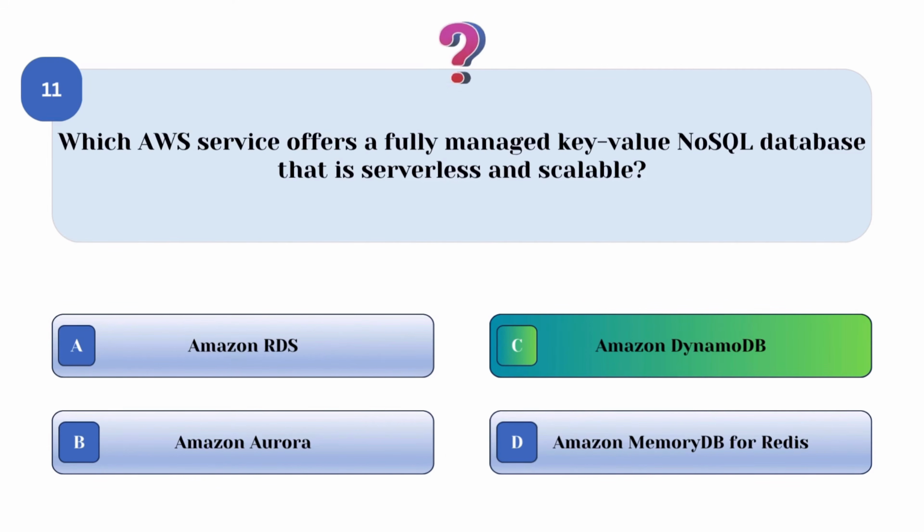Amazon RDS is for relational databases, not NoSQL. Aurora is a relational DB, not NoSQL. MemoryDB is an in-memory database, not key-value NoSQL by default.